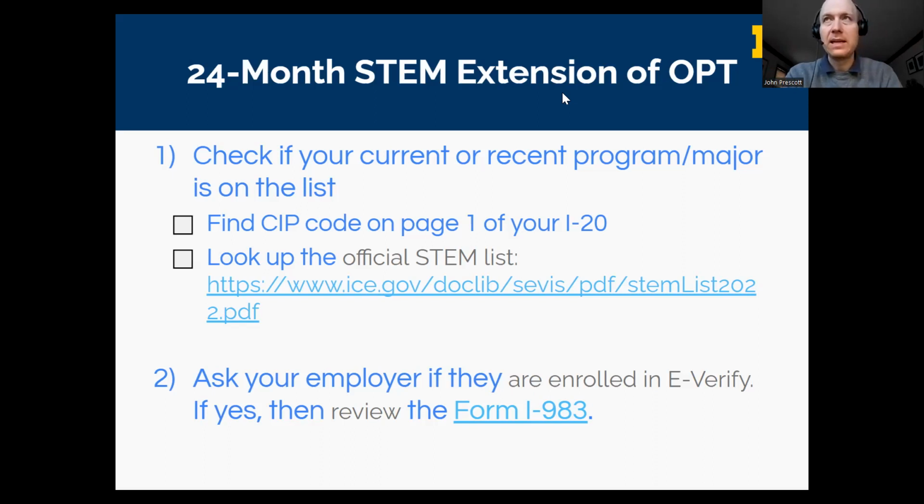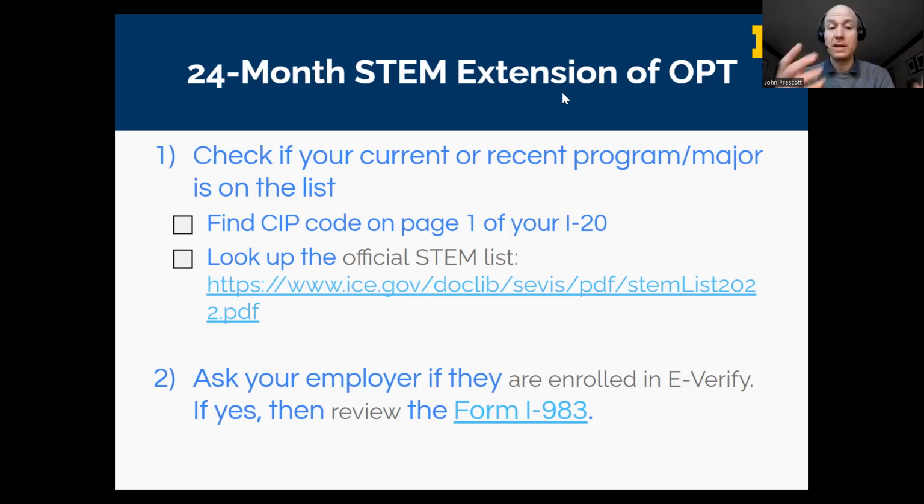There is a numerical code associated with every major. It's actually printed for F1 students right on page 1 of your I-20. So you can cross-check your major as printed on your I-20 and compare it to the list of STEM designated degrees to verify if your major is on the list of STEM OPT eligible fields.